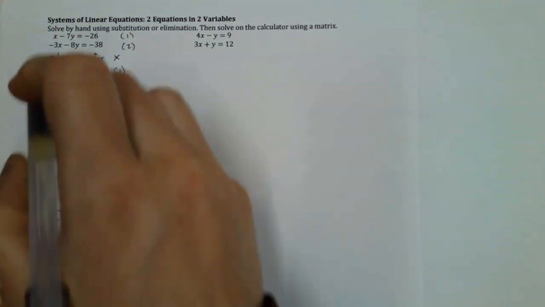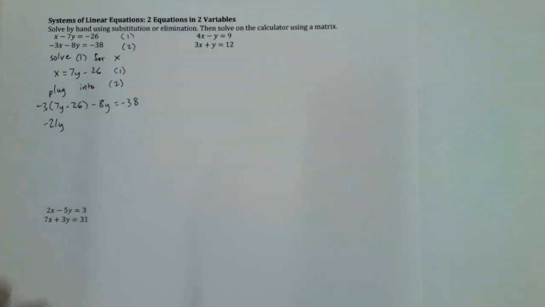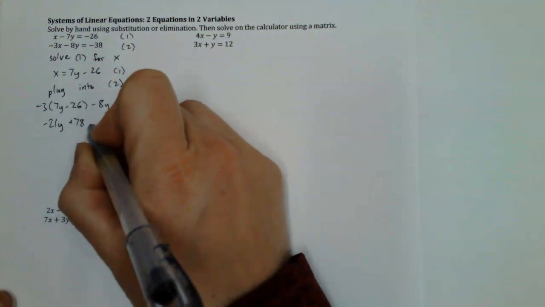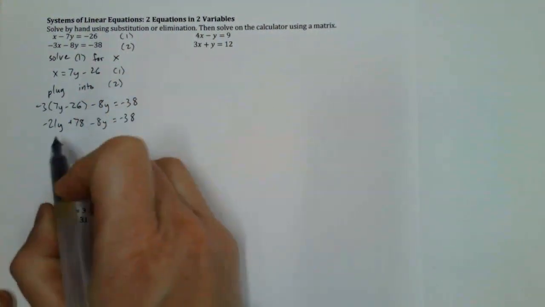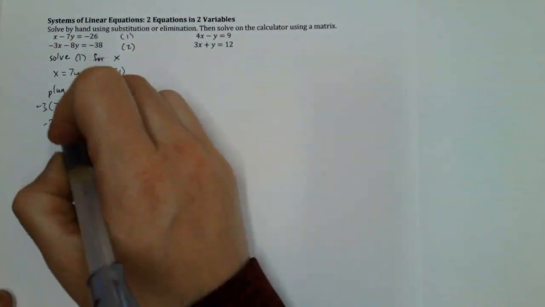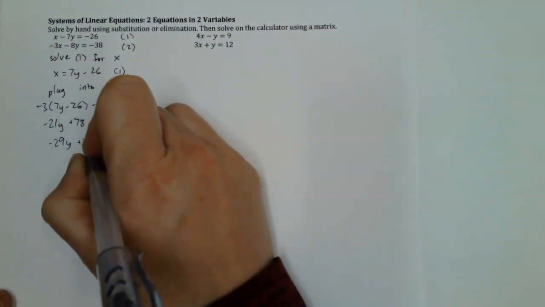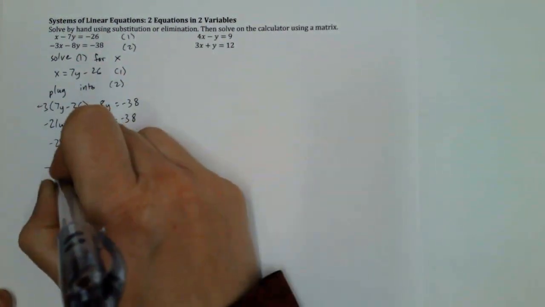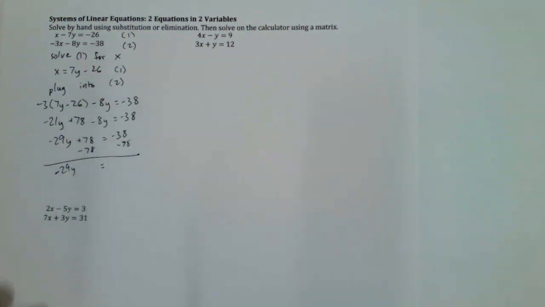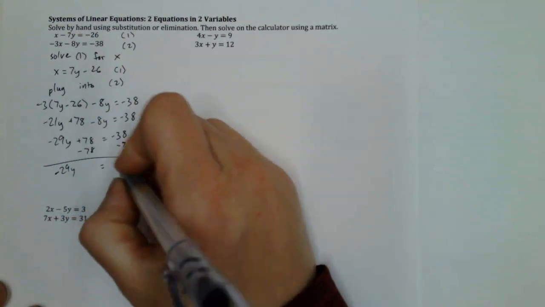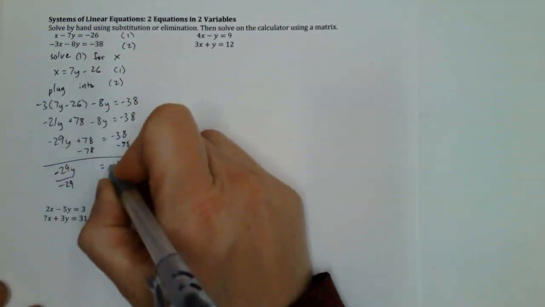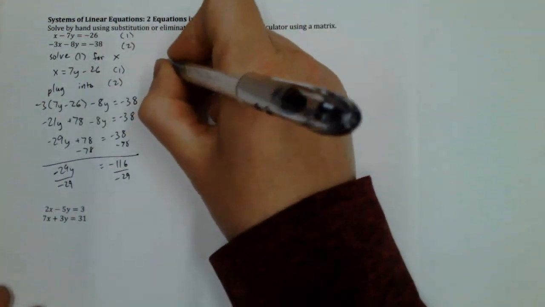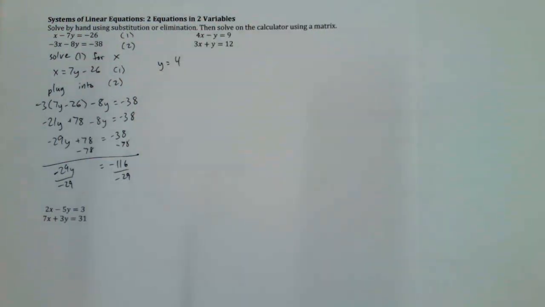So let's go ahead and solve. Let's distribute to get negative 21y plus 78 minus 8y. Adding up negative 21 and negative 8, I get negative 29. So let's subtract 78, which gets me negative 116. And then if we divide that by negative 29, I do get a nice number here. I get that y is 4.